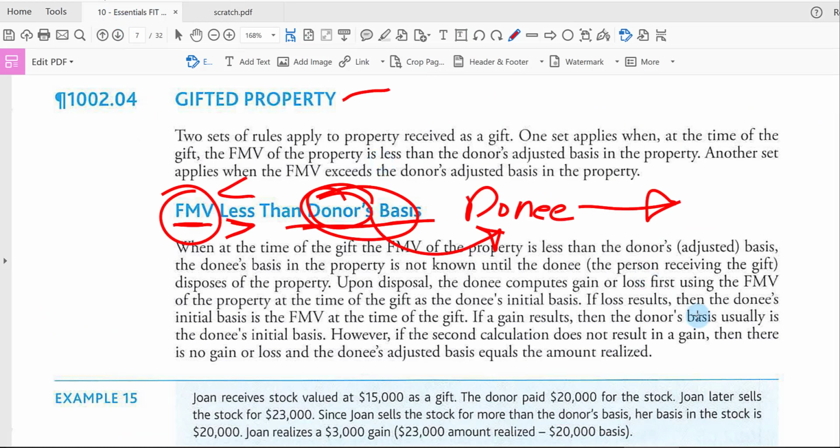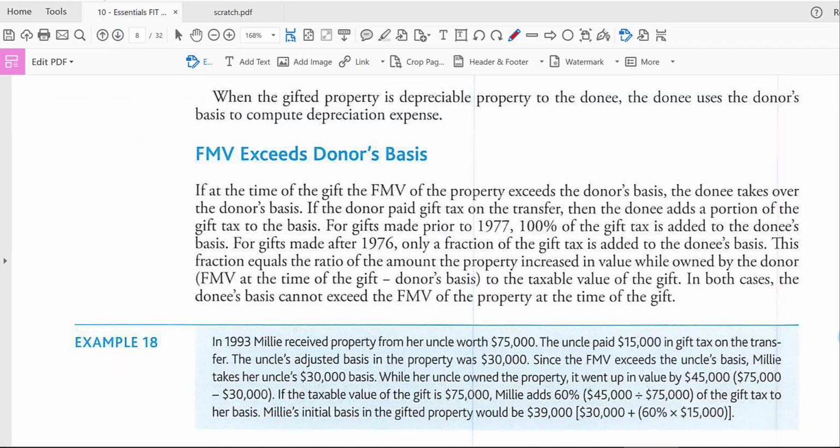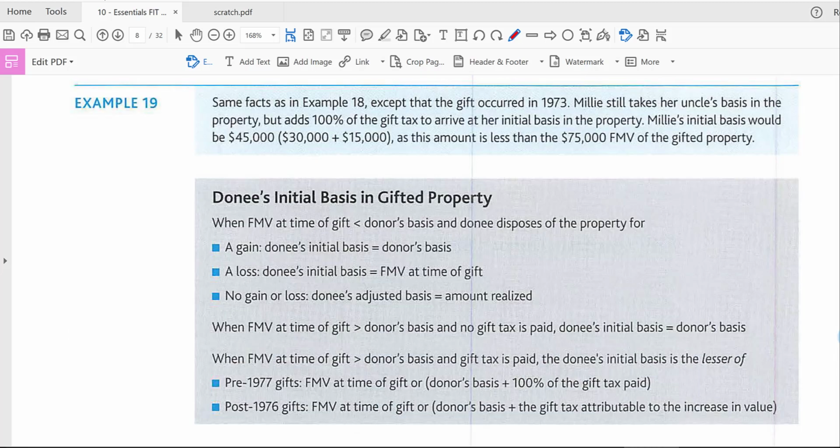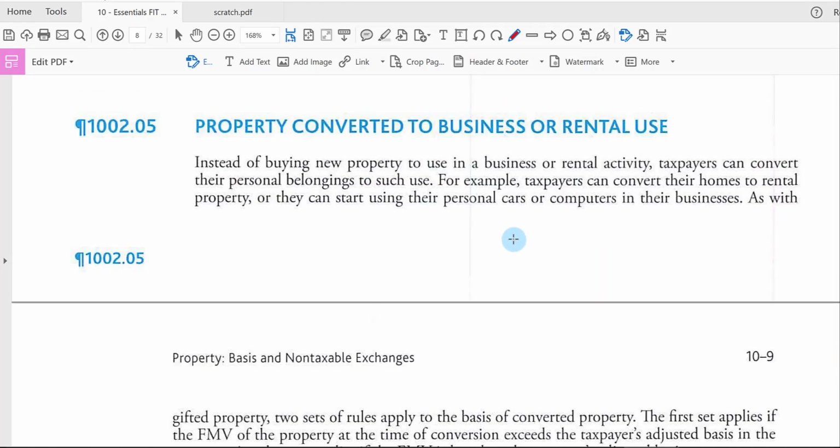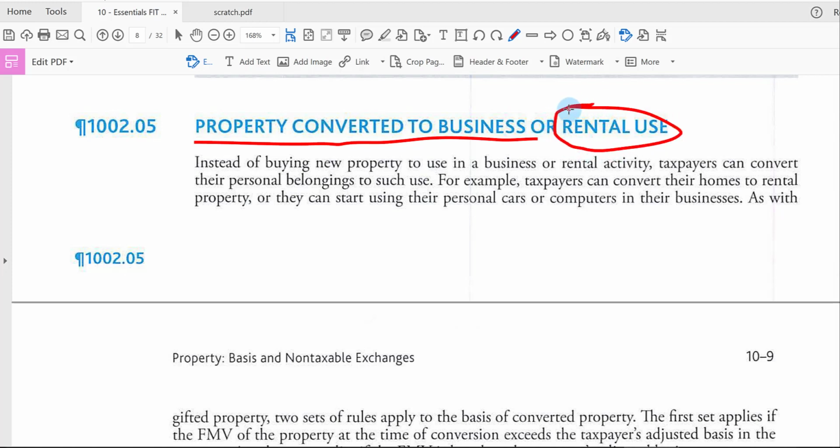Now, something comparable to that value or the cost basis being used is when property is converted from personal use to business use. The typical example is you use your home for personal use and then later on you start to rent it out, or you use your car for personal use and now you convert it to a company car.